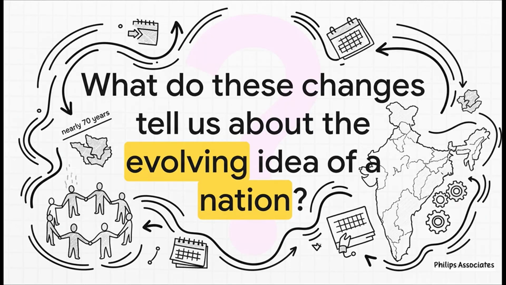And all of this brings us to one final, much bigger question. The Citizenship Act is obviously not some dusty old document stuck in 1955. It's a living law that's been reshaped by history again and again. So when you look at all these changes, across almost 70 years, it really makes you think, what does this constant evolution tell us about our changing idea of who belongs and what it truly means to be Indian?